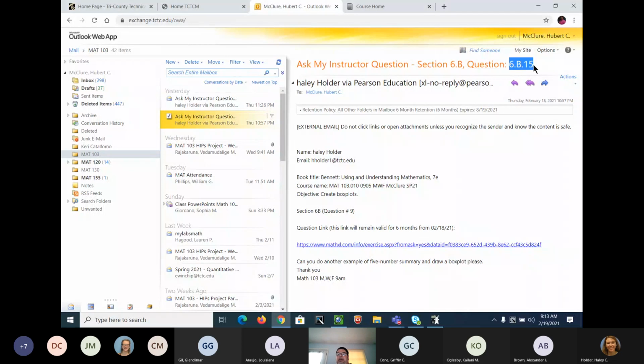This is 6B, number 15 in the book. So if you go to the book, number 6B, number 15 in the book, it will look like this question. It will not be the same question, but it will look like it. It's also number 9 in your homework. And let's see what it looks like.